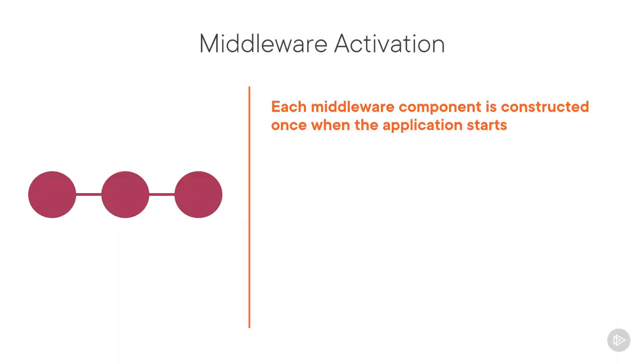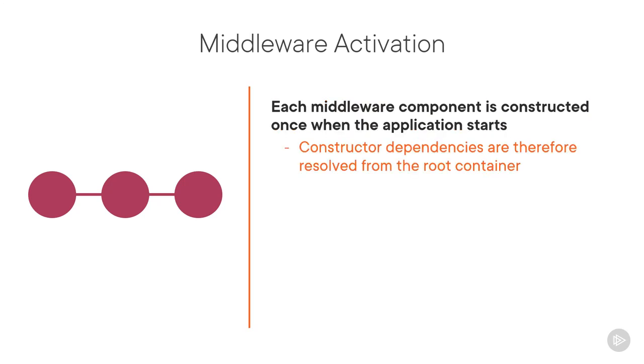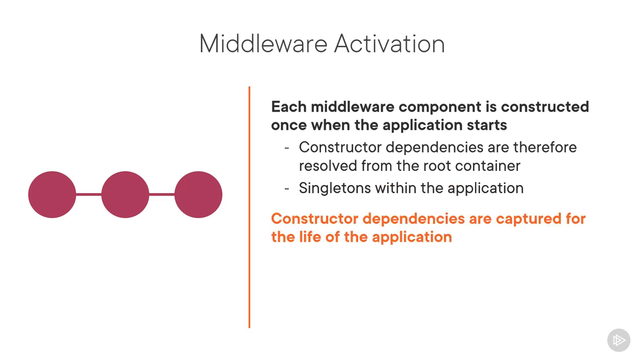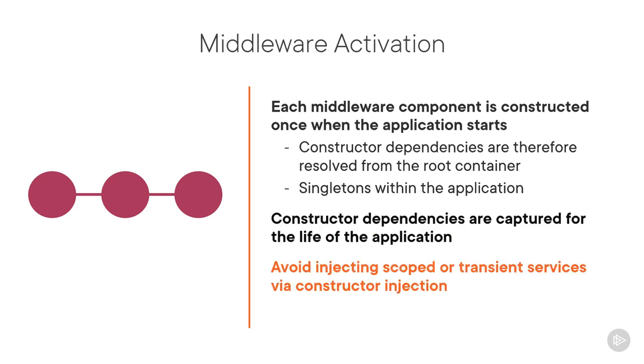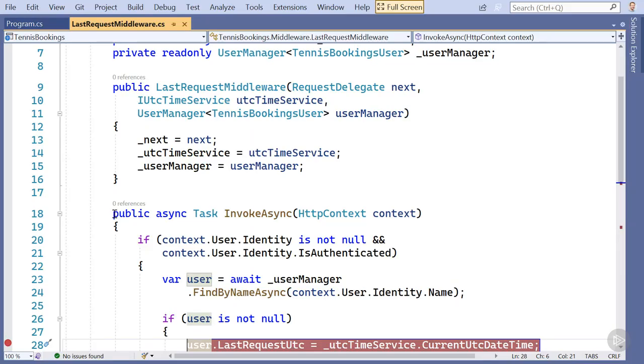Middleware components are constructed once during the application's lifetime, with any constructor dependencies being resolved from the root container. This means that the middleware components are singletons within the application, and any dependencies injected via the constructor are therefore captured for the application's lifetime. This behavior differs compared to controllers, for example, where we saw that a new controller instance is activated for every request. When using constructor injection with middleware, we shouldn't inject short-lived scoped or transient services via the constructor. Here, the UserManager dependency is a scoped service within the application. So how should we solve this?